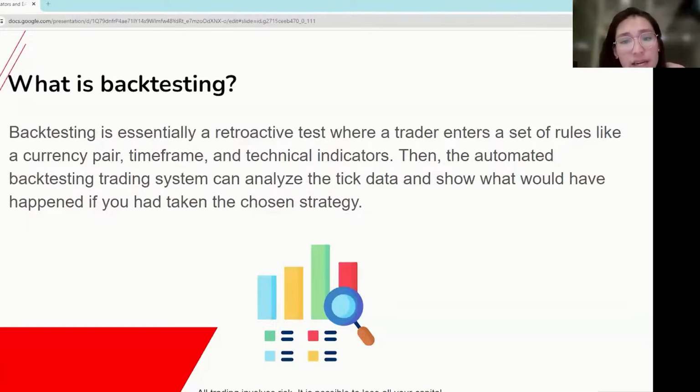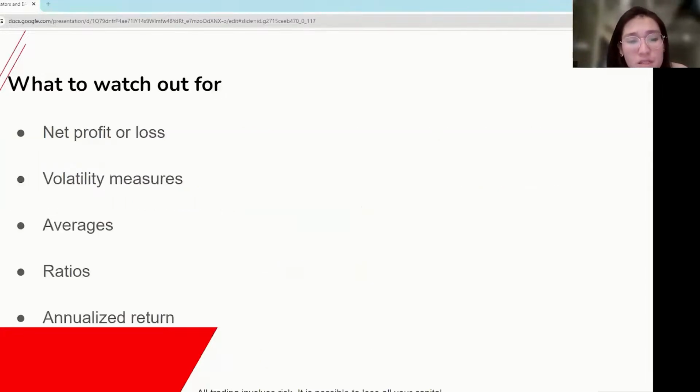It's basically a retroactive test where a trader enters a set of values or rules like a currency pair, time frame, and technical indicators. Then the automatic backtesting trading system can analyze the tick data and show you what would have happened if you had taken the chosen strategy. Some things to watch out for would be your net profit or loss, volatility measures, averages and ratios, and analyzed return.